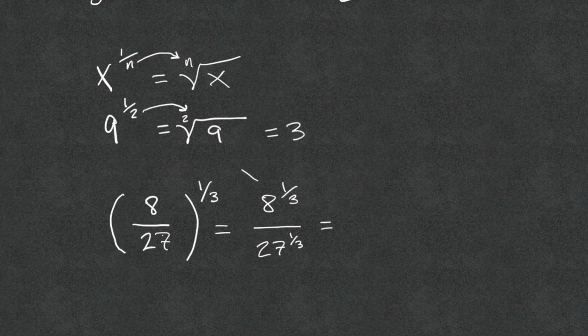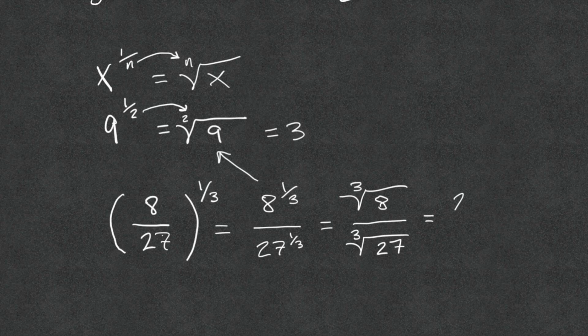Then you can take a look at what we did previously, where that 3 becomes the index and that 8 is the base. Still the base. Same thing happens down here. That 3 in the 1/3 becomes the index, and the 27 is the base. Now we can think about what is the cube root of 8. Well, that's 2. And the cube root of 27 is 3. And that fraction will not reduce any further. So we're done.